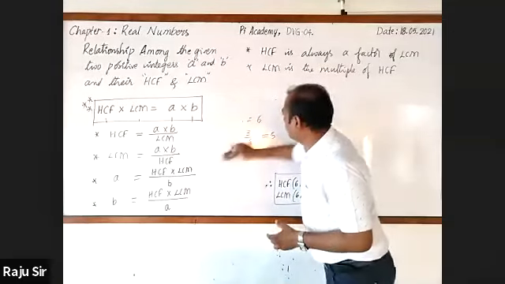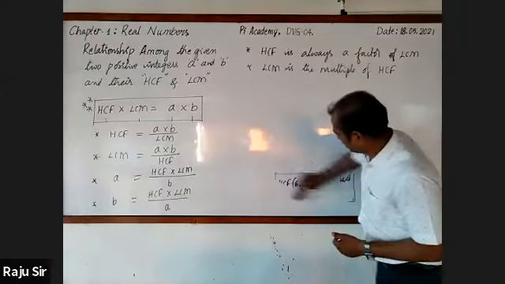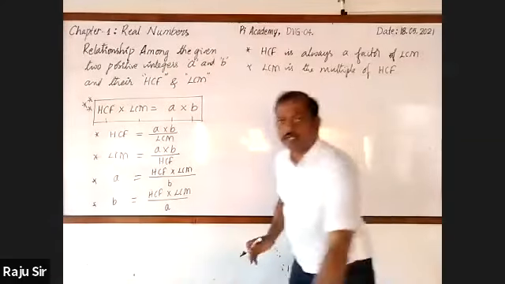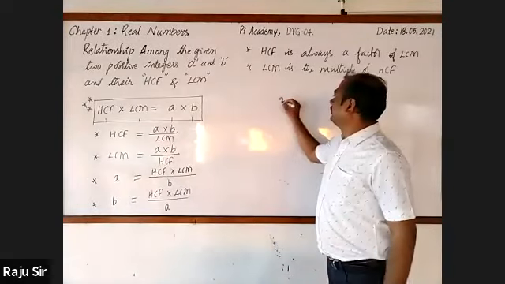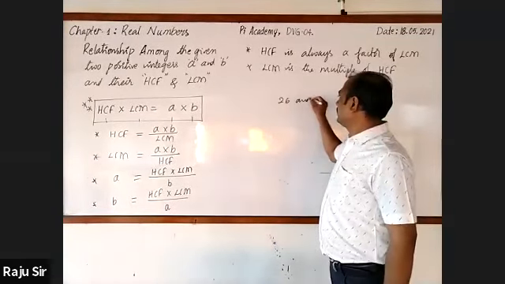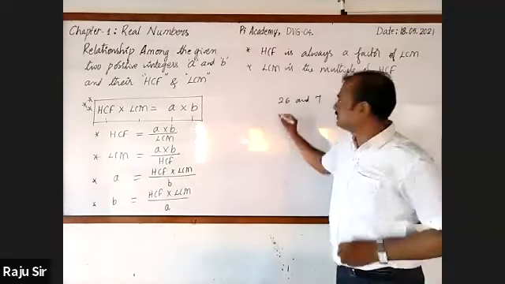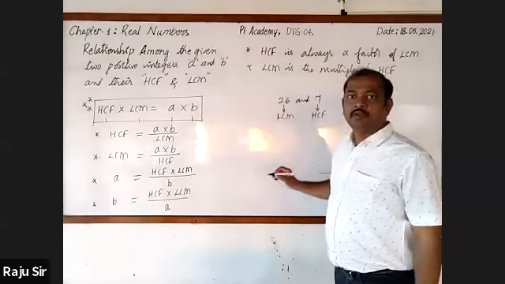I'll give you one more pair of numbers. That is 26 and 7. Is it possible to take 26 as LCM, 7 as HCF? No, sir. Because we cannot divide 26 by 7. Very good. It is not possible.